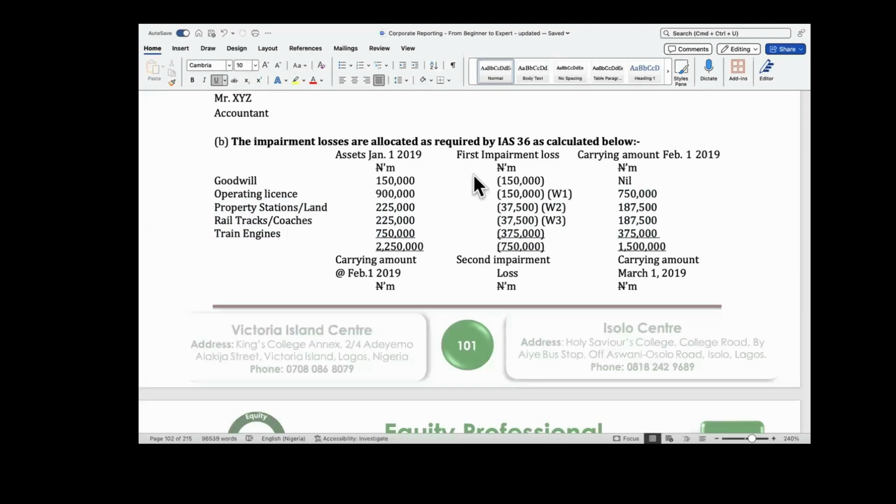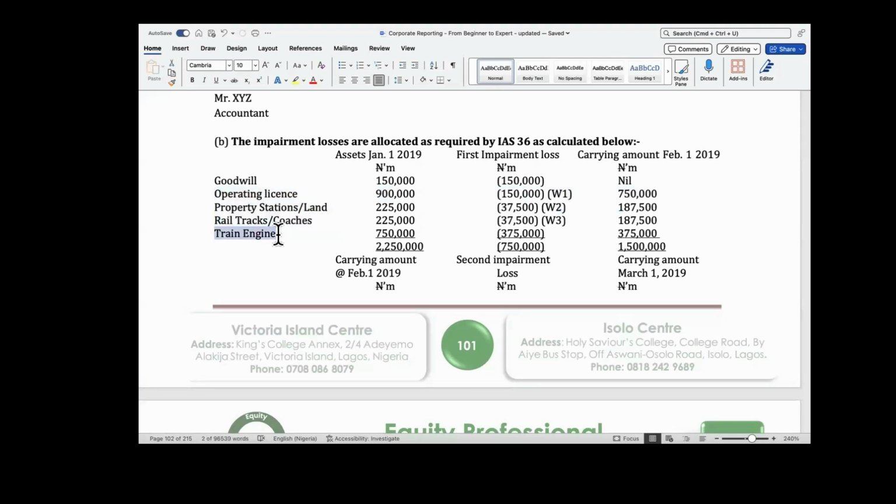Okay, no questions. So I'm going to ask you a question. Now, they told us that one of the twin engines got damaged. So we totally impair that one. Then we move to goodwill. Then we allocate to the others on a pro rata basis. So when I was allocating to the others, I only allocated to these three. I ignored the remaining one twin engine. Remember, there are two twin engines.